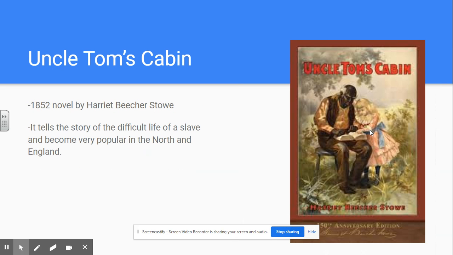Uncle Tom's Cabin. Written by Harriet Beecher Stowe in 1850, Uncle Tom's Cabin is a fictional story that details the difficulties of slave life for a caring slave named Tom. It becomes a very popular book in the North and overseas in England among people who are against slavery. It influences more people to believe that slavery is wrong and something that should not be tolerated anywhere in the United States.